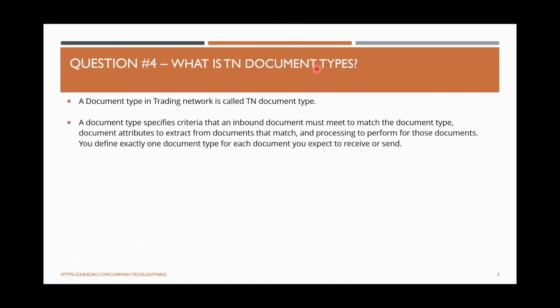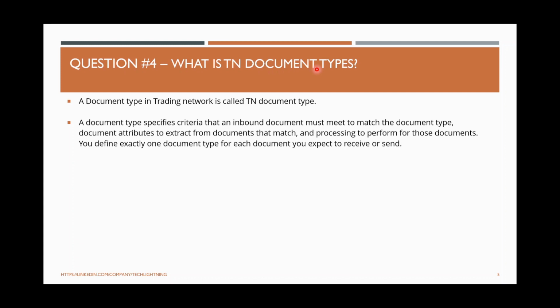I'll move on to the next one. So this is mainly TN document type. When you work in integration server, you might have heard something called IS document type. If you are creating any documents, for example, an IS document, or an XML document or flat file document in my integration server, then I'll create an equivalent document type in my IS in order to process any incoming or outgoing document. So we will create an equivalent document in IS. That is called IS document type.